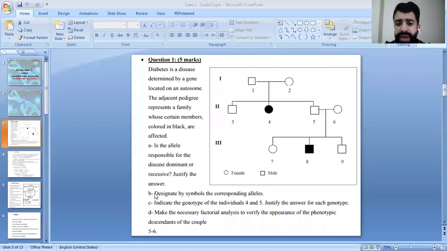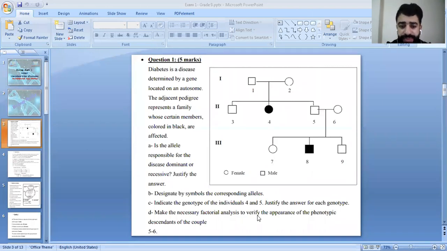Part B asks you to give symbols for the corresponding alleles. Sometimes part B is not mentioned, and immediately I'm going to indicate the genotype. So here you have to give the symbols. If I didn't ask for the symbols, you still have to give them. So symbols: let N capital, for example, be the allele coding for the normal, which is dominant over the recessive allele coding for the disease. Let D small be the symbol of the allele for the disease, which is recessive with respect to the normal dominant allele. This is first related to the dominant allele and recessive allele.